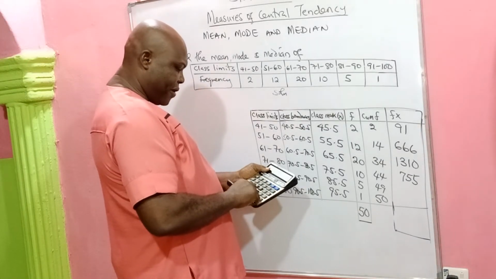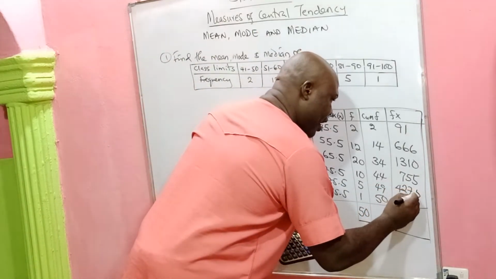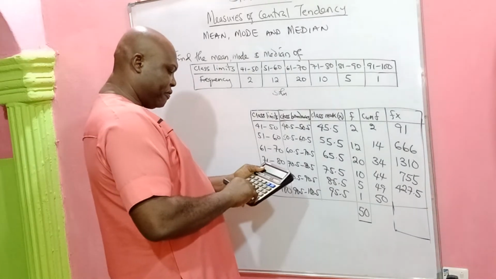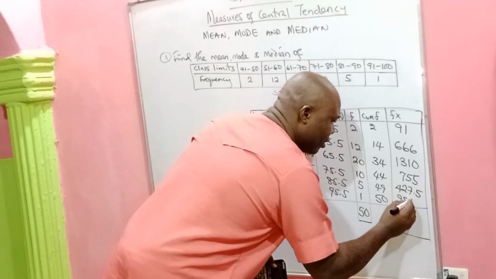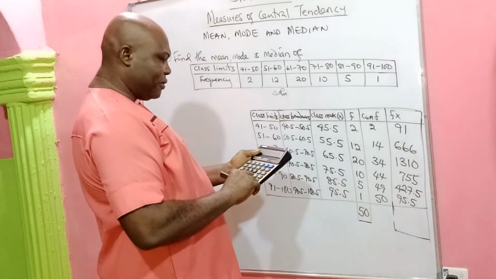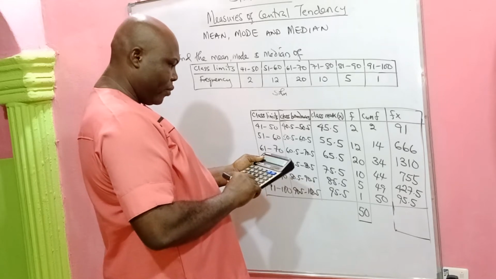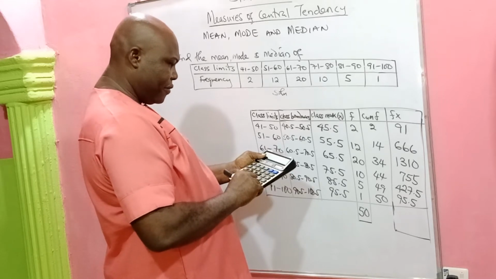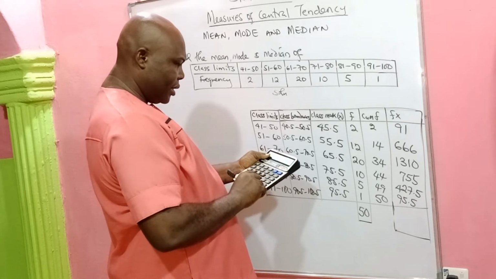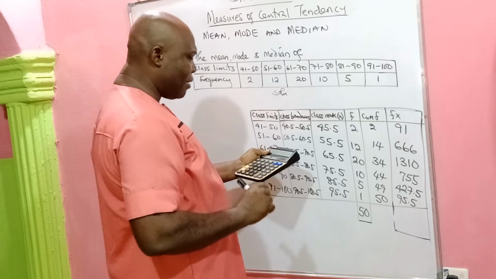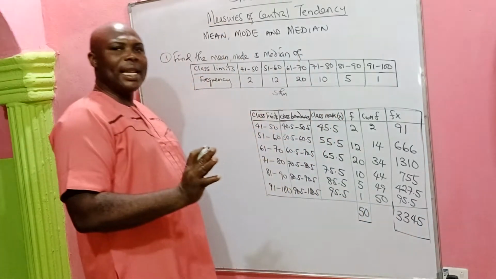85.5 multiplied by 5. So we have 427.5. And then finally, we have 95.5 multiplied by 1, which is still 95.5. So we are going to add on that 95.5 plus 427.5 plus 755 plus 1310 plus 666 plus 91. So we have 3345. So we need our mean, mode, median.